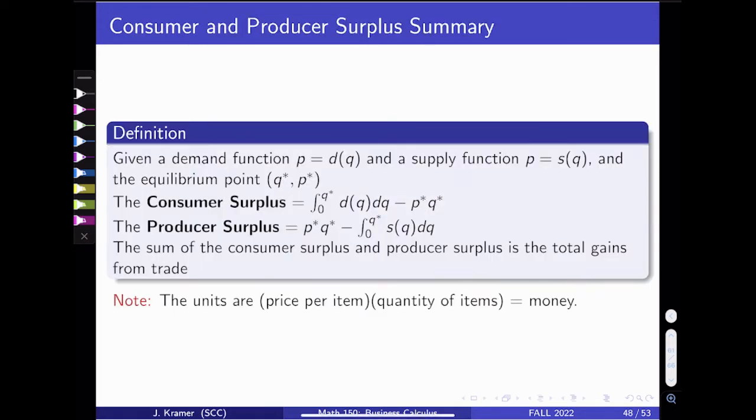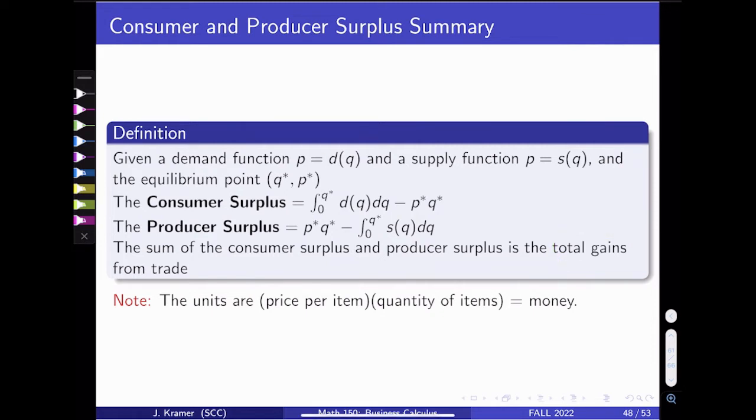So formally, given a demand function where price is given as a function of the quantity and a supply function where P is also given as a function of the quantity, and we can find the equilibrium point where demand equals supply, then the consumer surplus is the integral from 0 to the equilibrium quantity of the demand curve minus price times quantity. And then similarly, the producer surplus would be price times quantity minus the integral from 0 to the equilibrium quantity of the supply curve. The sum of the consumer surplus and producer surplus is the total gains from trade.